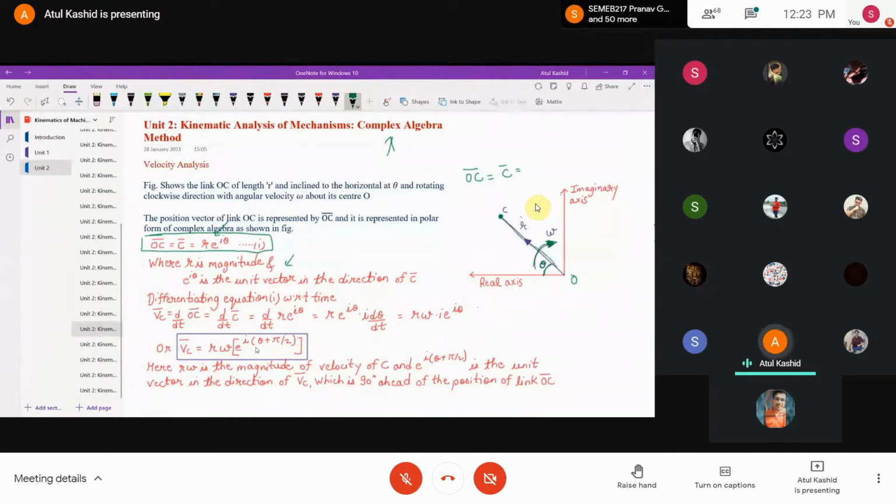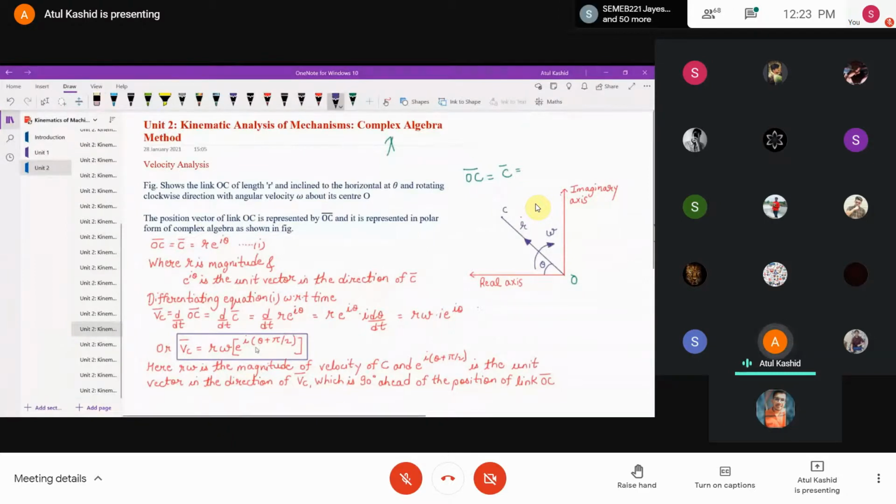So this is your vector, and e raised to i theta is nothing but the unit vector in the direction of this OC bar, right? So for this link OC, which is rotating in the anti-clockwise direction, we can write down this equation: OC bar equals C bar equals R e raised to i theta, right?